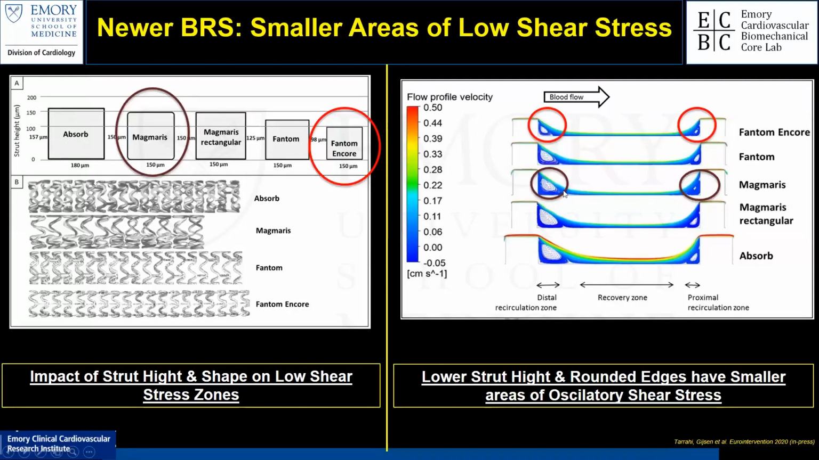Here you can see that some of the newer BRS platforms, such as the Fantom Encore with a strut height of 98 micron, are associated with smaller areas of low shear stress compared with the Absorb BVS. Similarly, if we make the Magmaris edges more streamlined, this will also lead to smaller areas of low shear stress compared with the earlier Magmaris design of boxy rectangular edges.